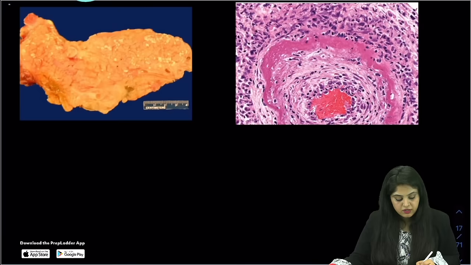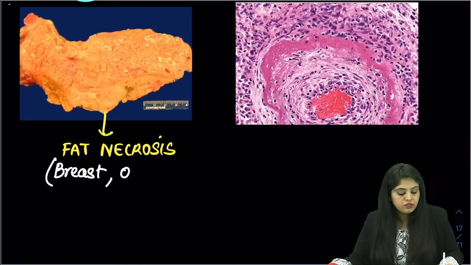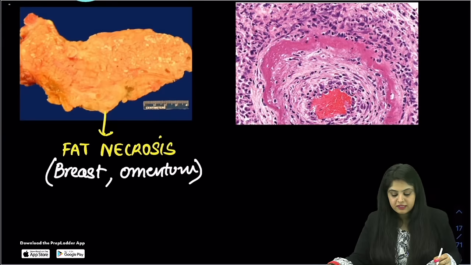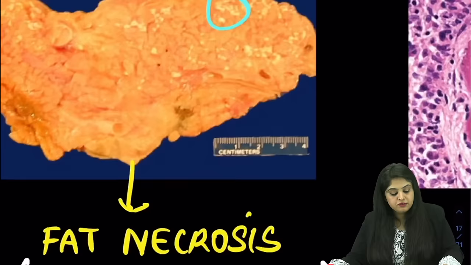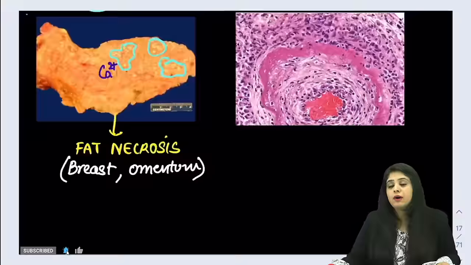What is this? As soon as you see the yellow color tissue, you know I'm talking about fat. They'll be talking about fat necrosis, and fatty tissues is what the answer will be. Either they'll give me a history of breast, or they'll give me a history of omentum. They will give me some or the other history of a fatty organ. But how will I analyze that there is some kind of necrosis happening? I will look at these white areas. We will look at these very classical chalky white areas that are coming up. All these chalky white areas are indicative of calcium. That is how I identify fat necrosis.